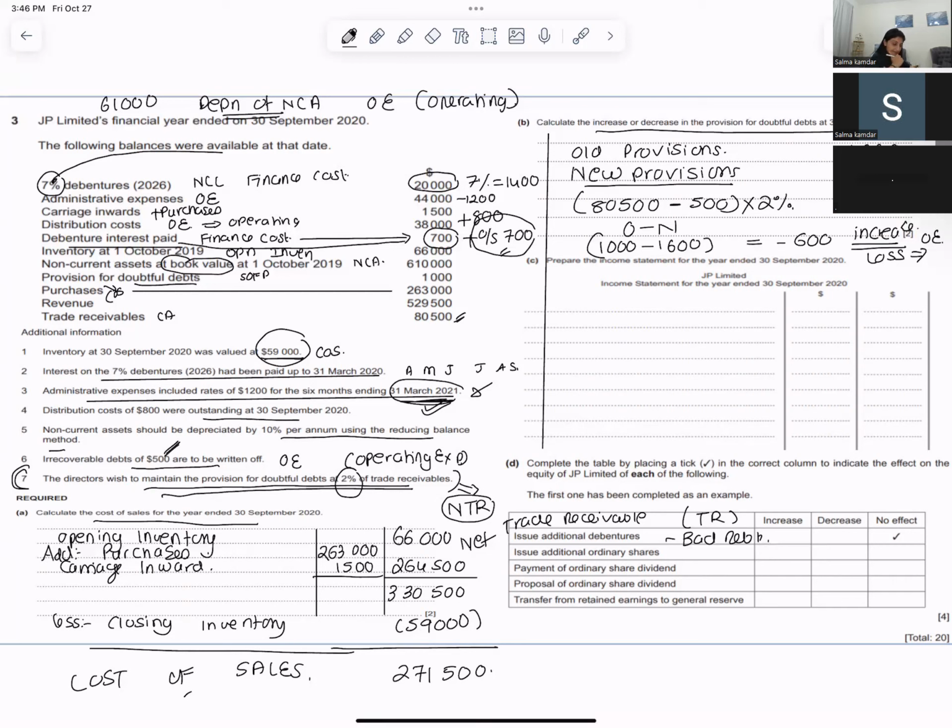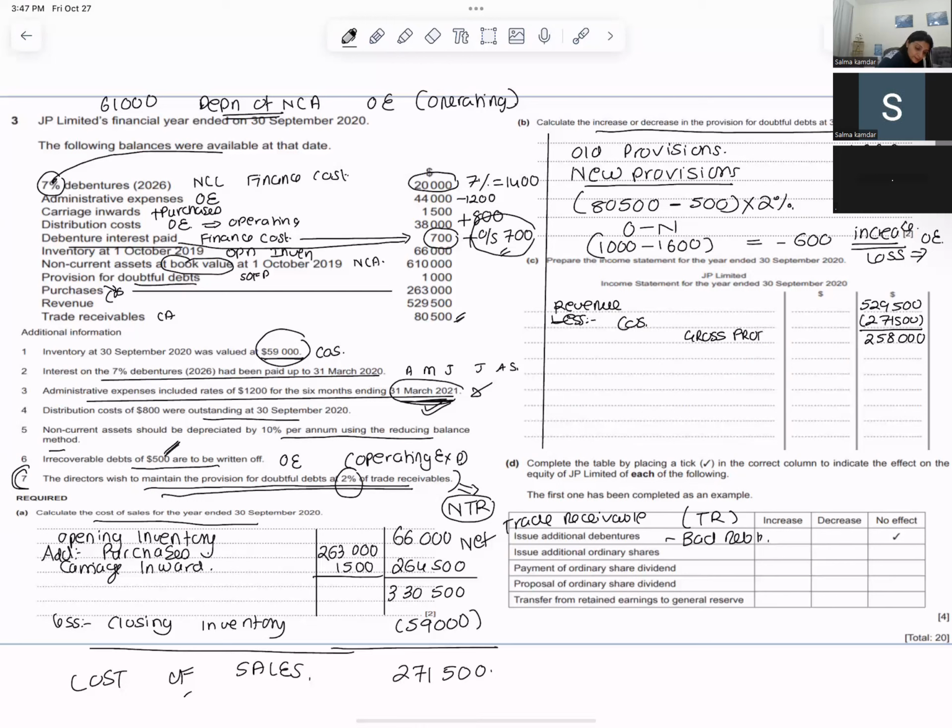Done? Now you have to make the income statement. The income statement starts with revenue, less cost of sales. We already have cost of sales. Your revenue is 529,500 and your cost of sales is 271,500. So you have your gross profit as 258,000.